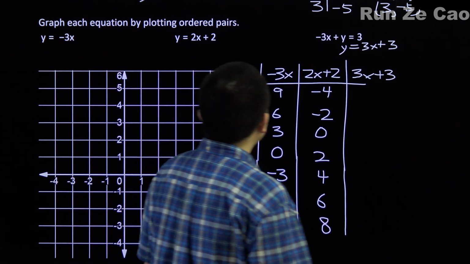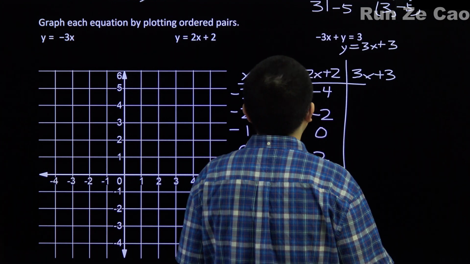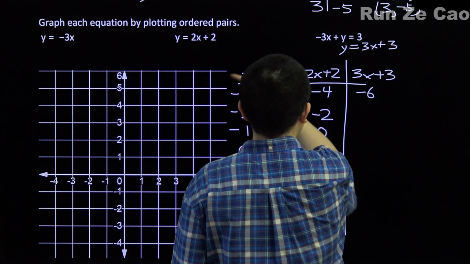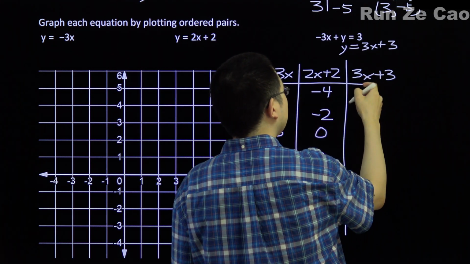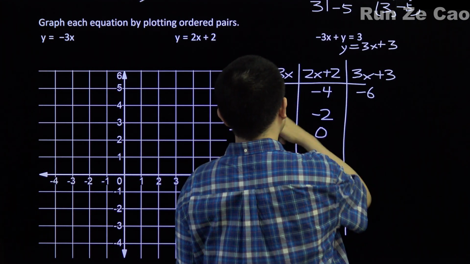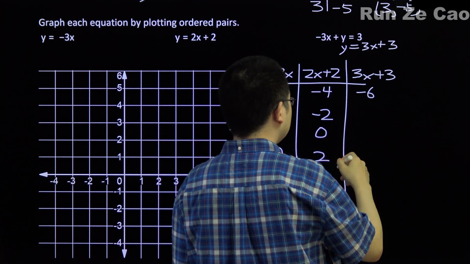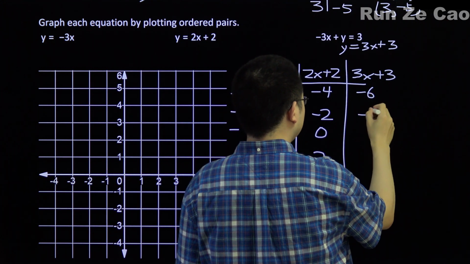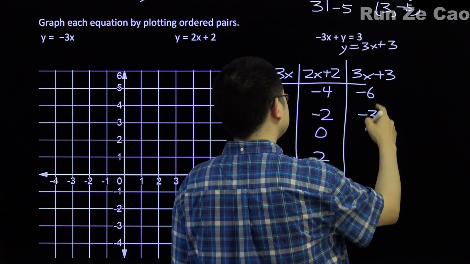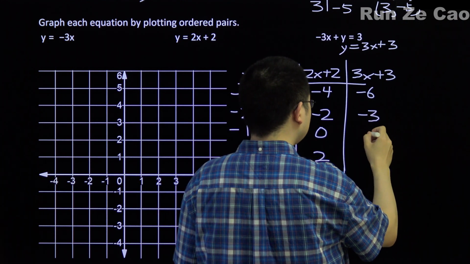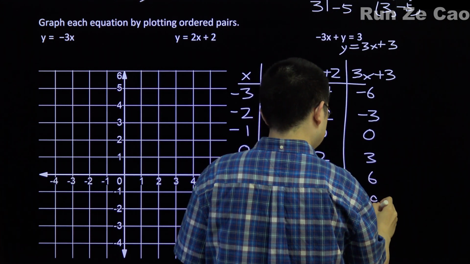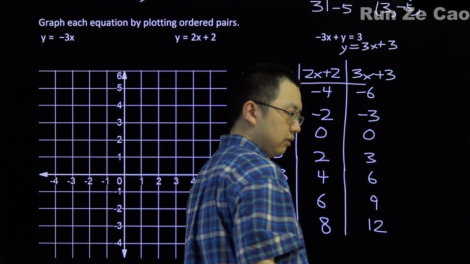3x plus 3. Well, -3 times 3 is -9, plus 3 is going to be -6. And then for every 1 that x goes up, 3x plus 3 is going to go up by 3. So -2 times 3 is -6, plus 3 is -3. -1 times 3 is -3, plus 3 is 0, and then you get 3, 6, 9, 12, and so on.